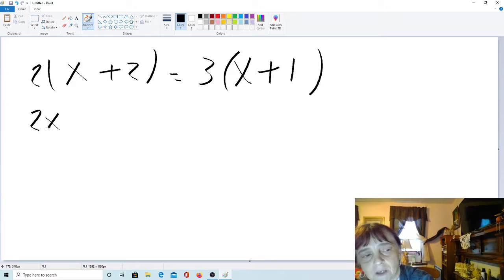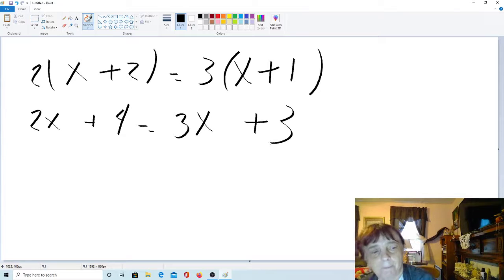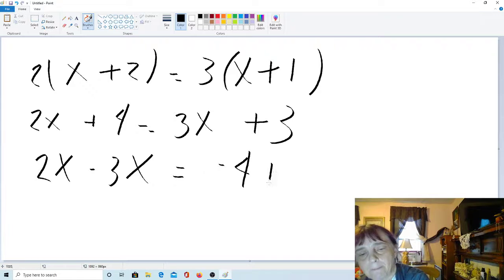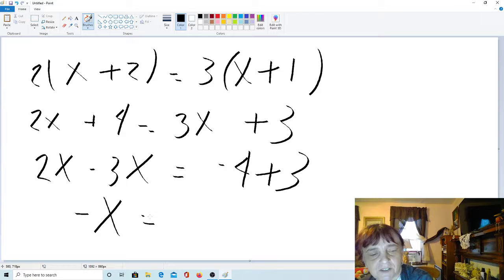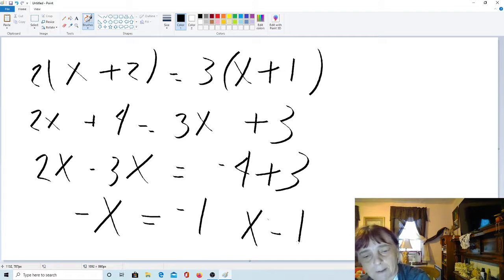You have 2x plus 4 equals 3x plus 3. Bring your 3x over, bring your 4 over. Negative x is negative 1, so x equals 1. Okay, so if x is 1, yeah, that's correct. Okay, evidently I copied something down wrong a minute ago.